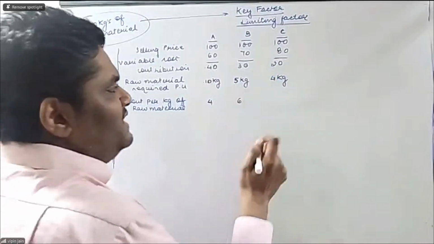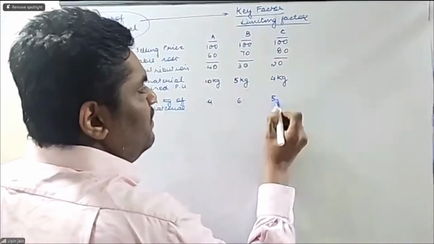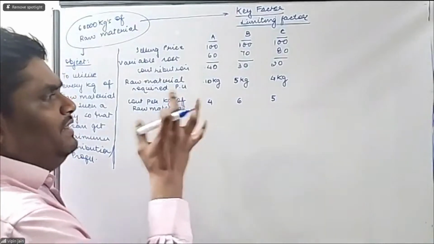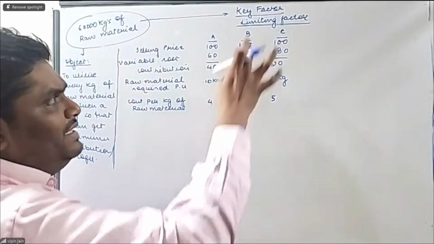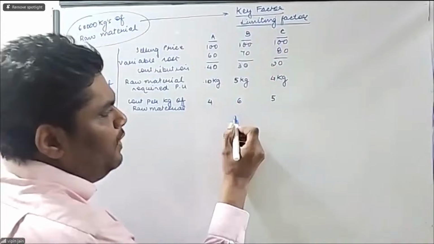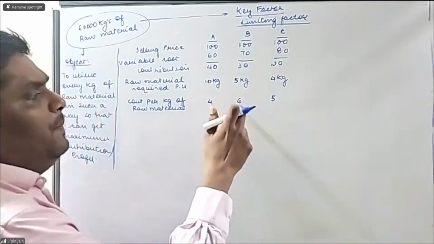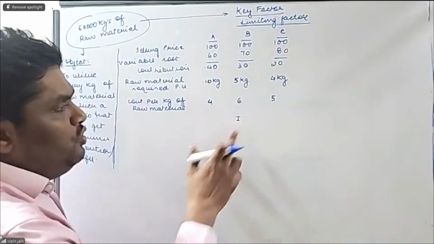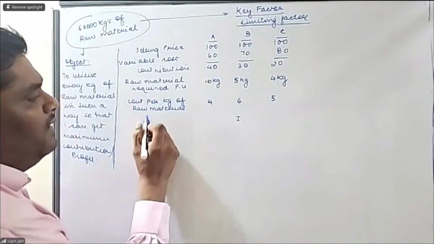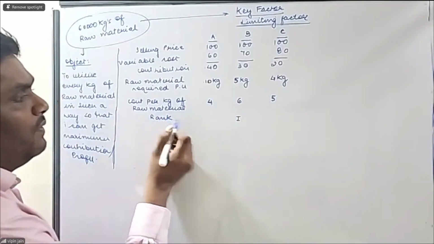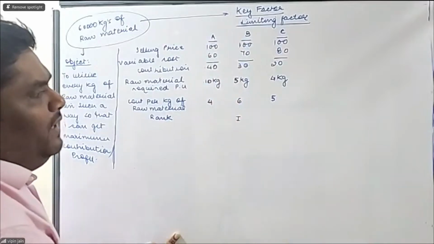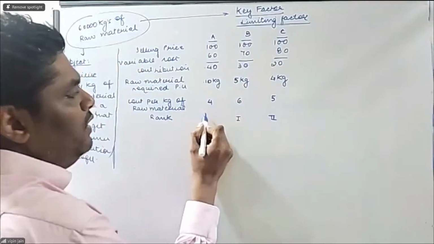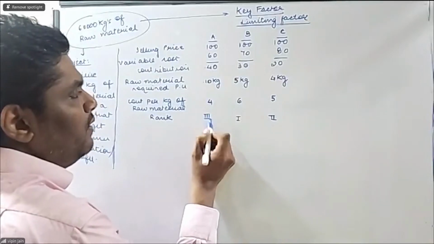And herein from every kg we are getting a profit of rupees 5. So herein what we can see is that with this raw material, it is advisable to manufacture product B only because the profit per kg is on the higher side. So herein the first priority should be given to B, second priority should be given to C, and third priority should be given to A.